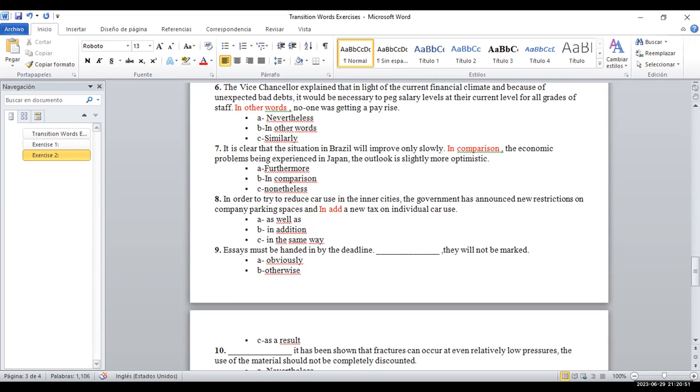In addition. In order to try to reduce cars in the inner city, the government has an incentive to restrict company parking spaces, and a new tax on individual car use. What do you think about that?